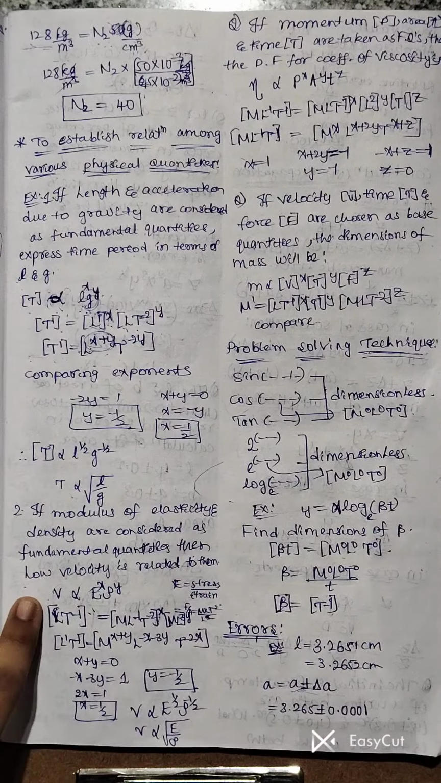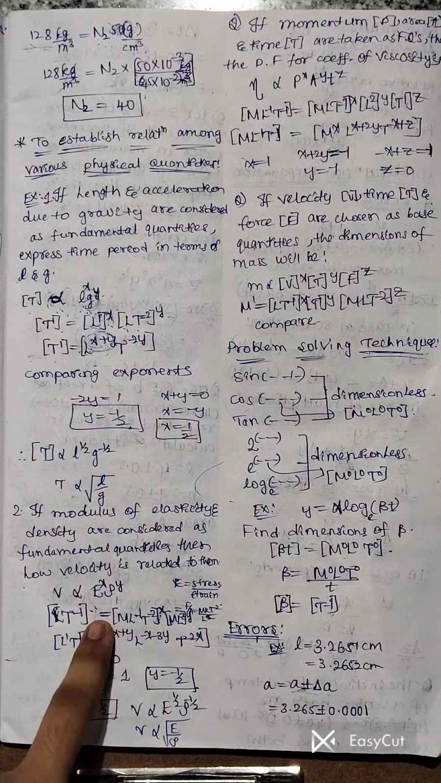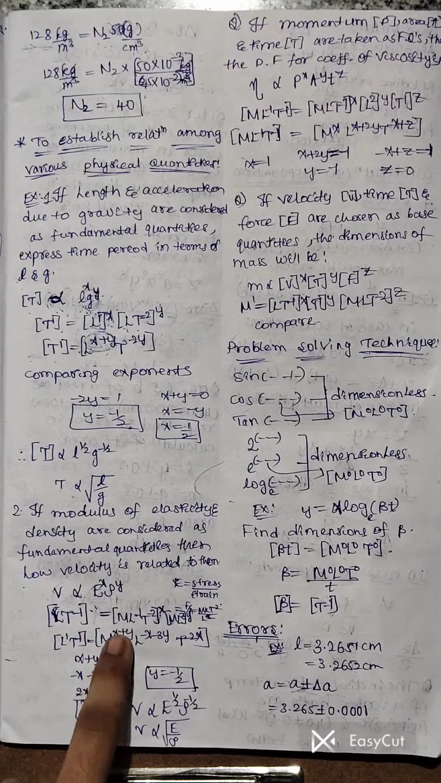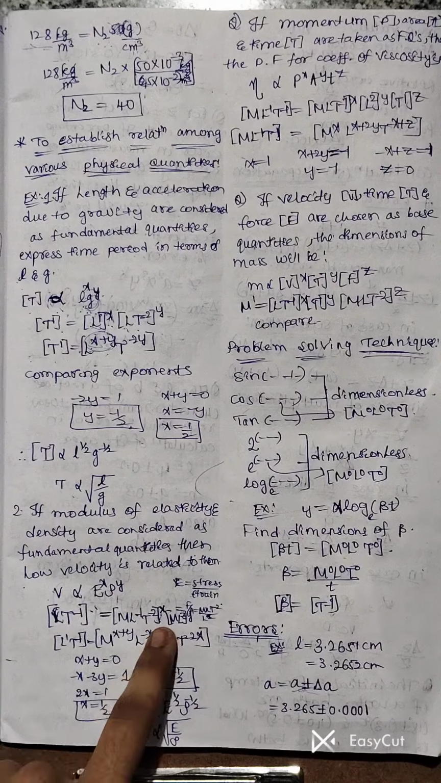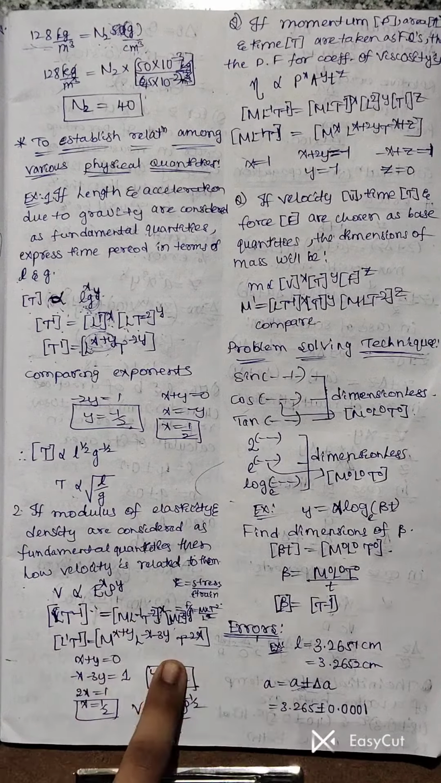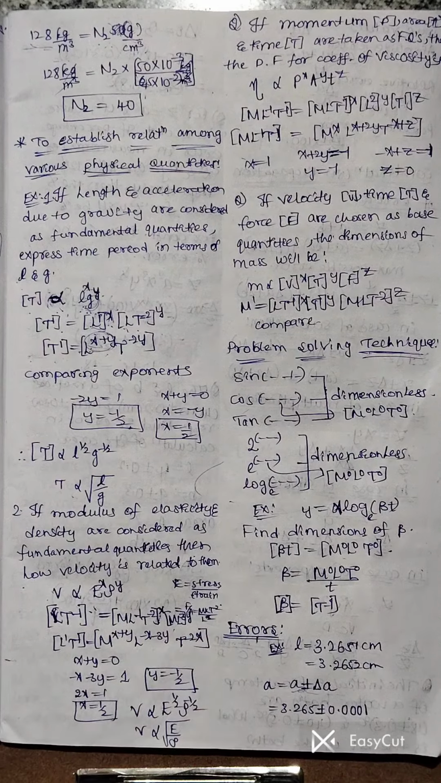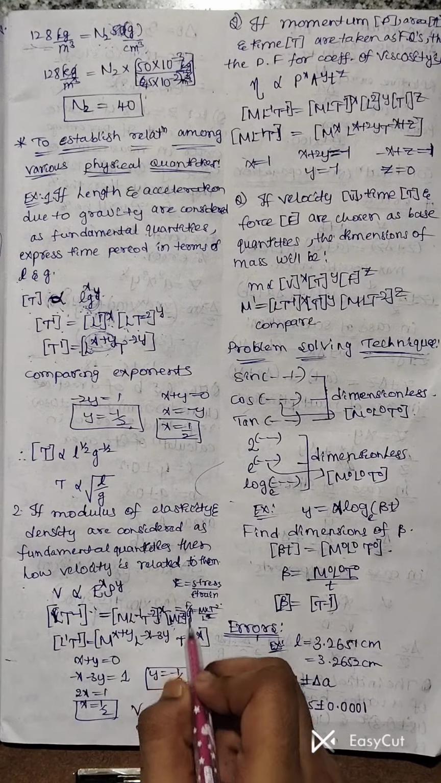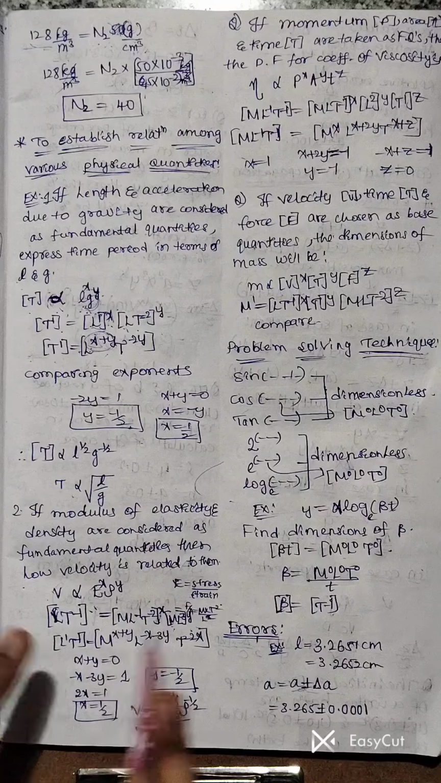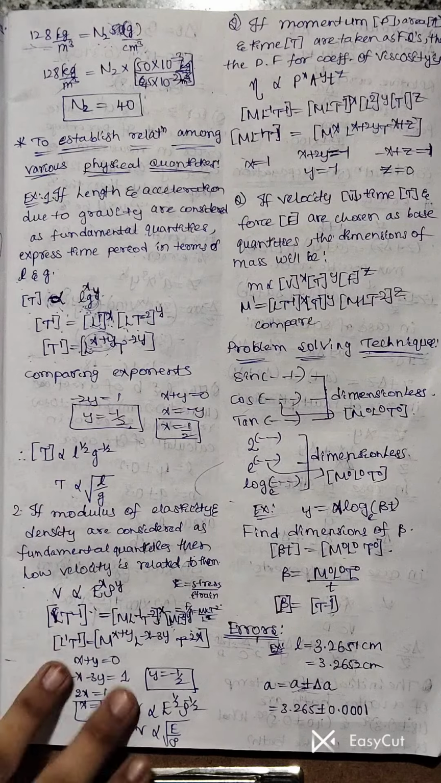As we know, the dimensional formula for velocity is L T power minus 1, and for modulus of elasticity it is M L power minus 1 T power minus 2, raised to the power x, and for density it is M L power minus 3. As we know that density is equal to mass by volume, its dimensional formula becomes M L power minus 3, raised to the power y. Now again, by comparing the coefficients of both LHS and RHS, you will get the values of x and y. In such a way you solve this question.